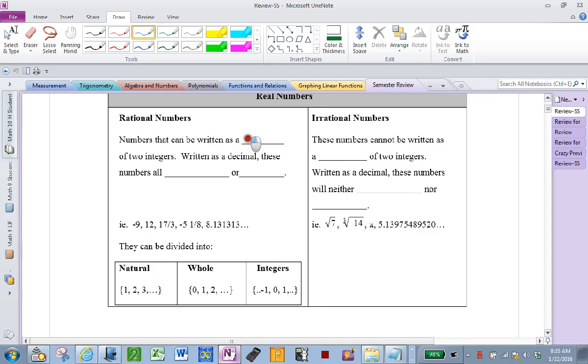Rational numbers are numbers that can be written as a quotient of two integers. What does that mean? Fractions. X over y. All these numbers either end or repeat. You really shouldn't need to write that down. Irrational numbers cannot be written as a quotient. They neither end nor repeat.